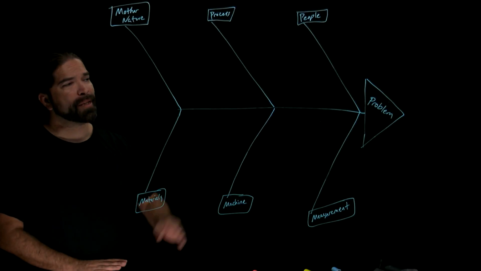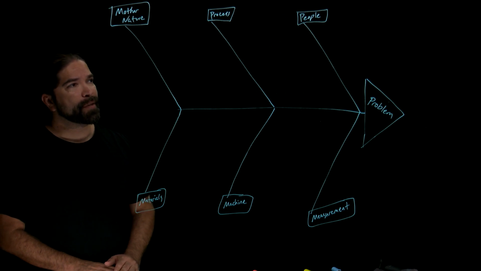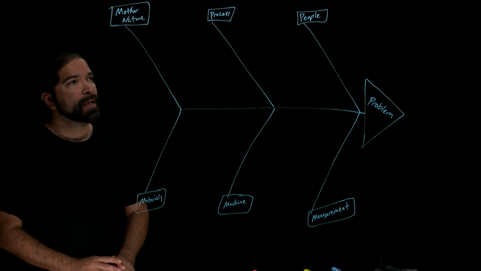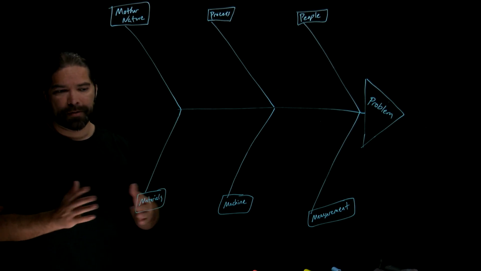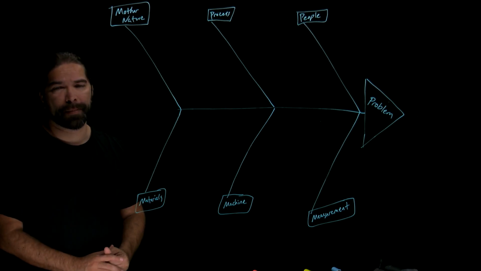Today we're going to be talking about the Ishikawa diagram, also known as the fishbone diagram. Now this is part of the Six Sigma side of the house of tools. This is really great. It can be used for Lean or Six Sigma in terms of looking for the causes of different problems that are happening in your process.